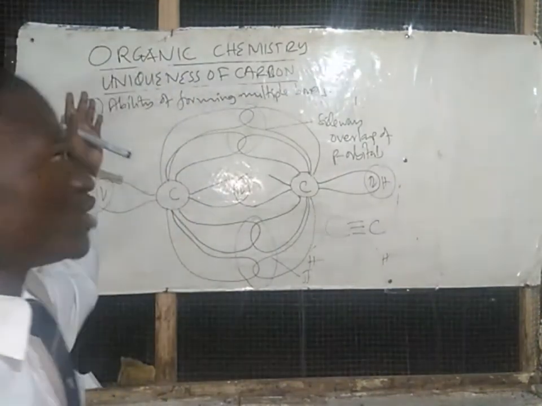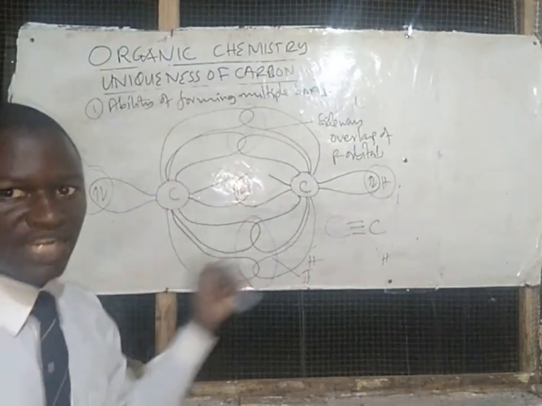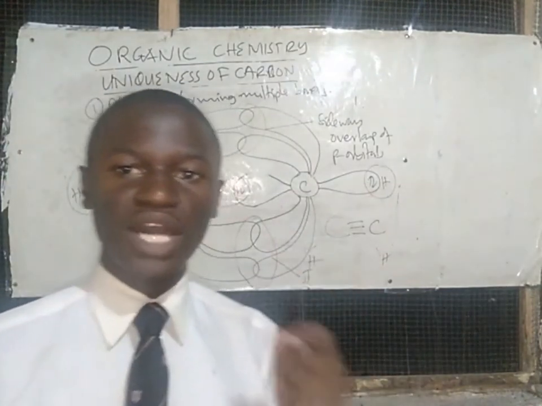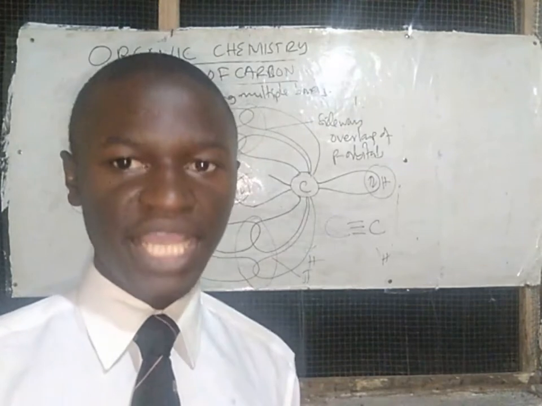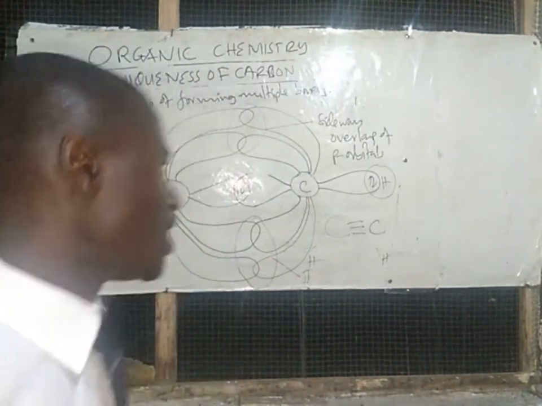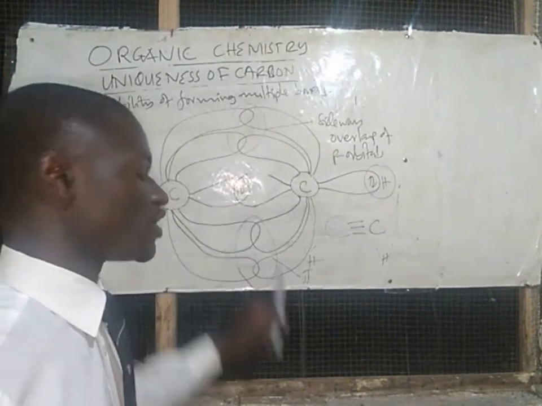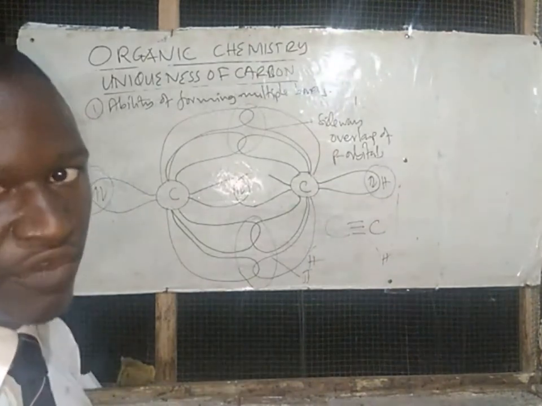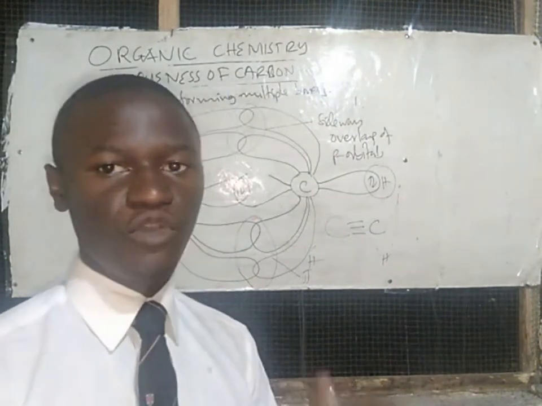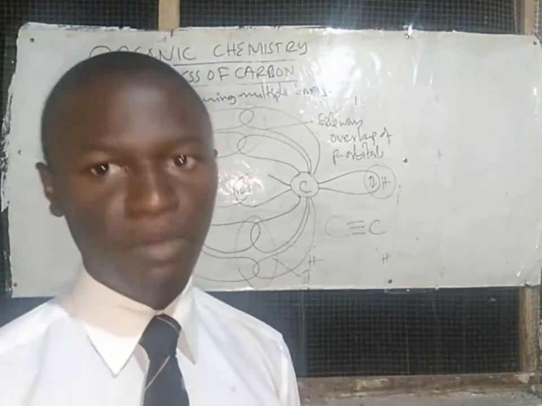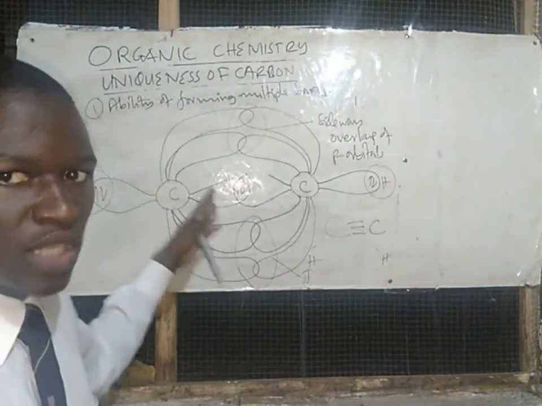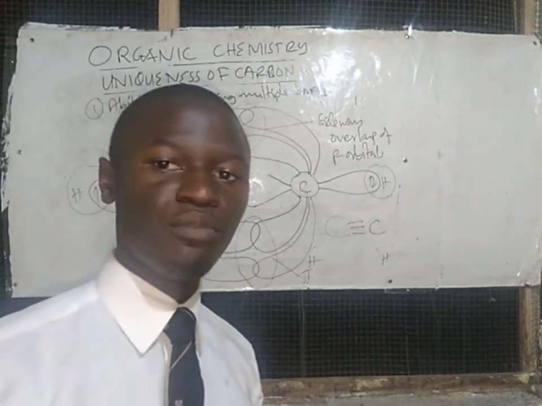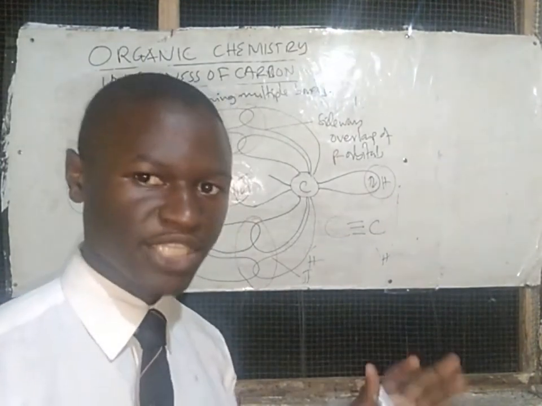So now we are discussing the ability of forming multiple bonds. Why can carbon form multiple bonds? It is because of its small atomic size. The small atomic size of carbon allows sideway overlap of atomic orbitals to form double and triple bonds. So for this point, we are ending here: the ability of carbon to form multiple bonds, which are double and triple bonds.